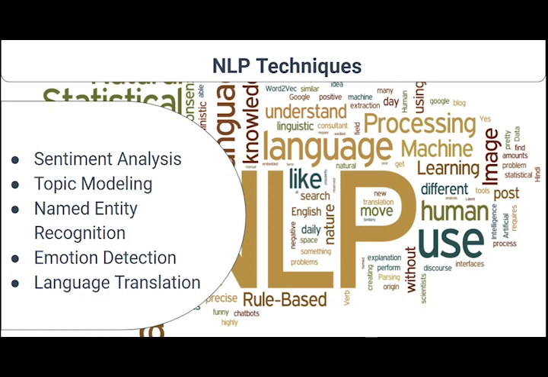Named entity recognition, a technique used to identify and extract information about specific entities mentioned in a text, such as people, organizations, and locations. Emotion detection, a technique used to determine the emotional tone of a text, such as happy, sad, angry, or fearful, by analyzing the words and phrases used. Language translation, a technique used to convert text from one language to another, often using machine learning algorithms to improve accuracy and efficiency.